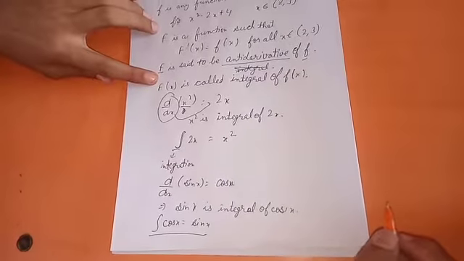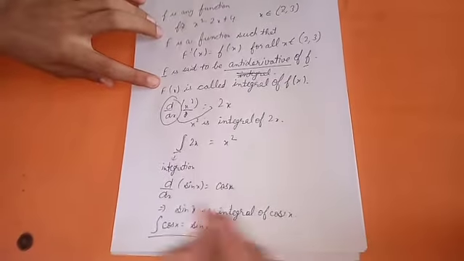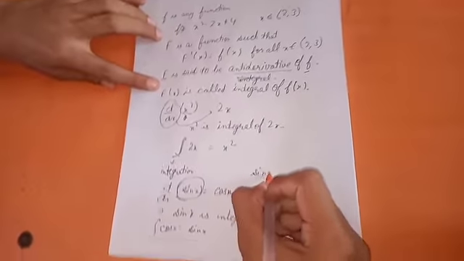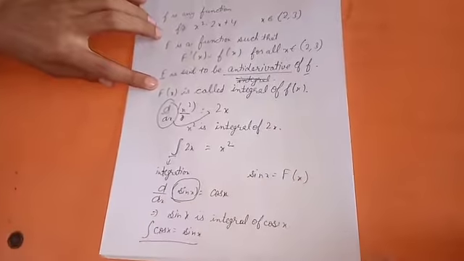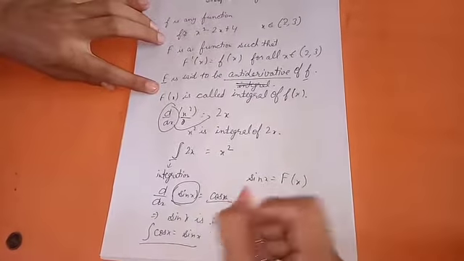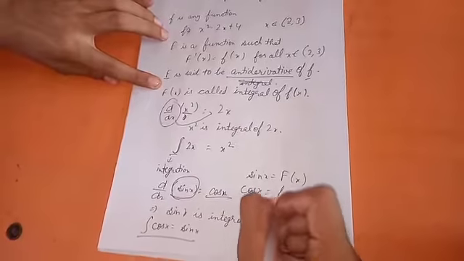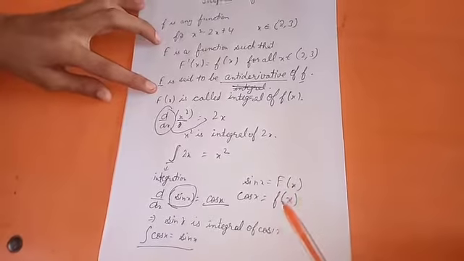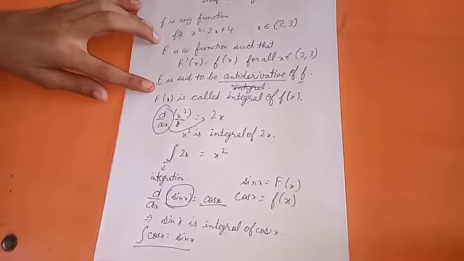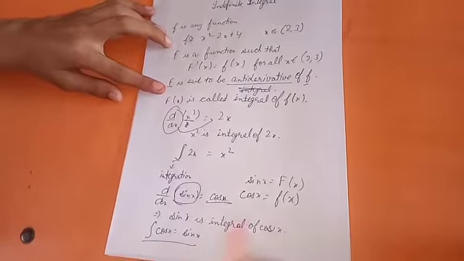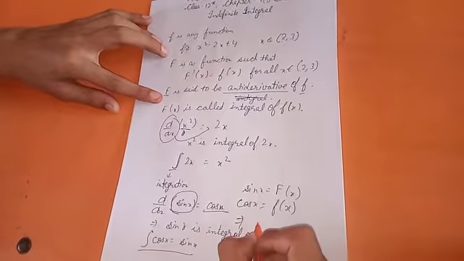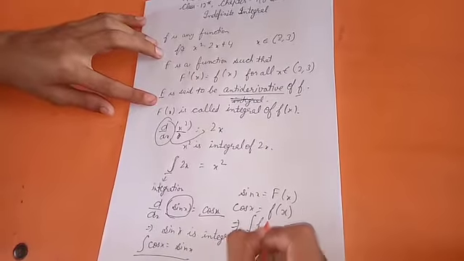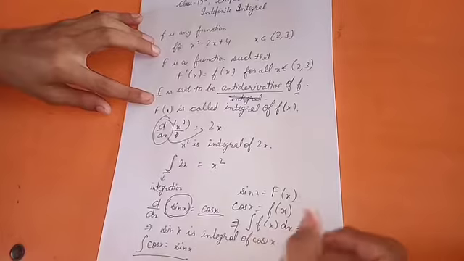Here, if we talk about this question, this sin x is equal to capital F of x, and this cos x is our small f of x. These are two different functions that we have discussed earlier. And if you want to symbolically represent them, we get that integration of f of x dx is equal to F of x.